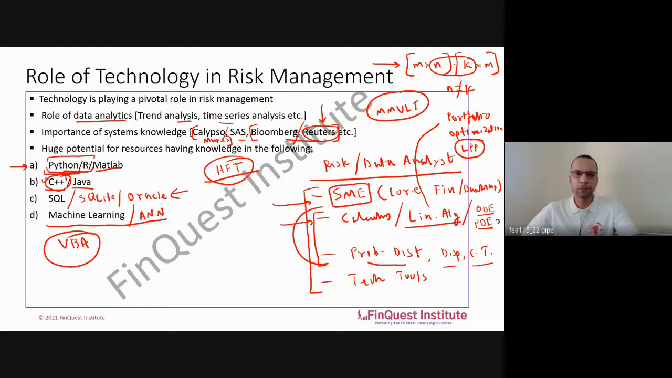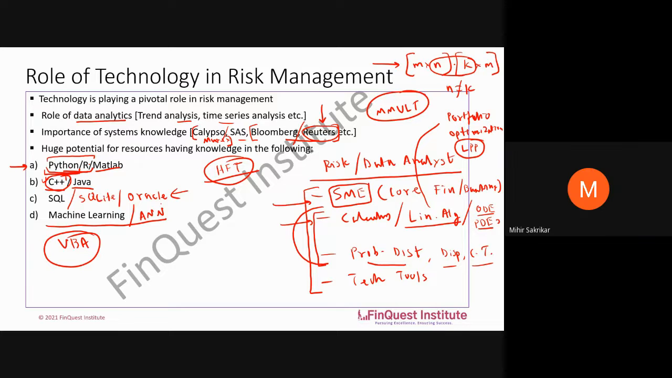Whereas some clients are more forthcoming, they say that fine, we are fine with any tool which you use as long as it gives us the required analysis. So I would say Python and VBA, if you have a combination of both, that is good enough. That will answer close to 95% of the problems which you will be asked to solve. Okay, sir. Thank you.